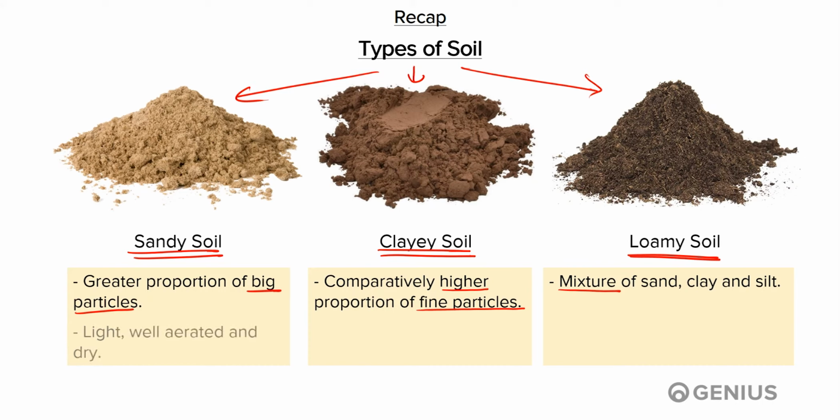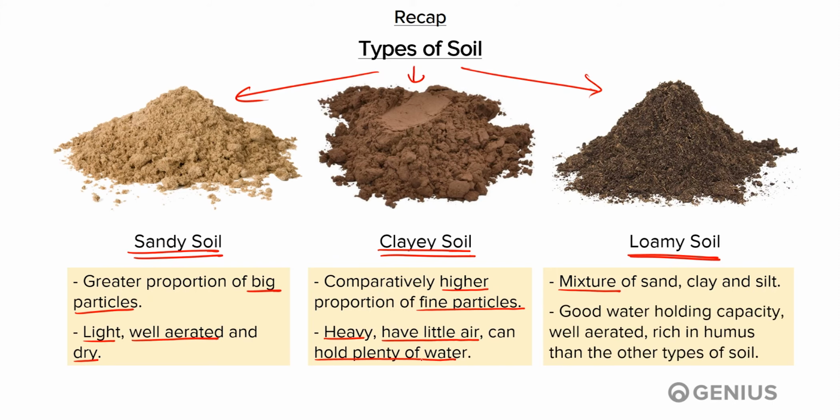Now, what is sandy soil like? It is light, well aerated and dry, whereas clay soil is heavy, has little air and can hold plenty of water. And lastly, loamy soil has good water holding capacity. It is well aerated and also rich in humus than the other types of soil.